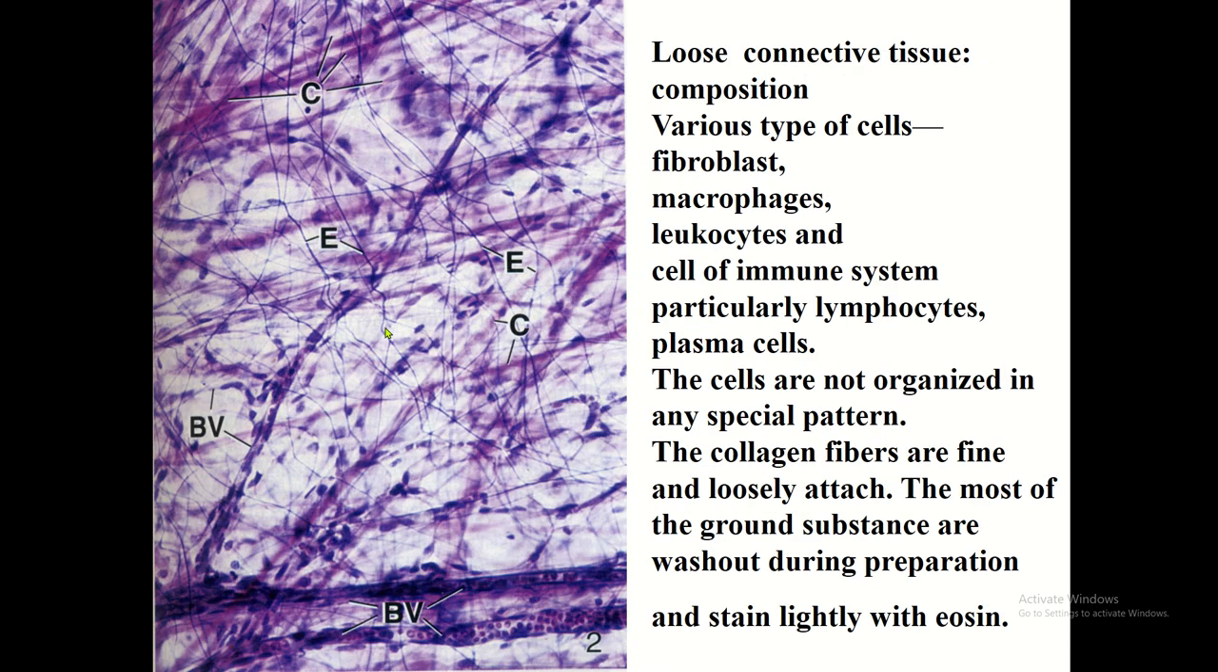Now, the ordinary connective tissue or connective tissue proper. Loose connective tissue contains the various types of cells of the immune system, and the fibers, the elastic fibers and collagen fibers, are loosely arranged here.